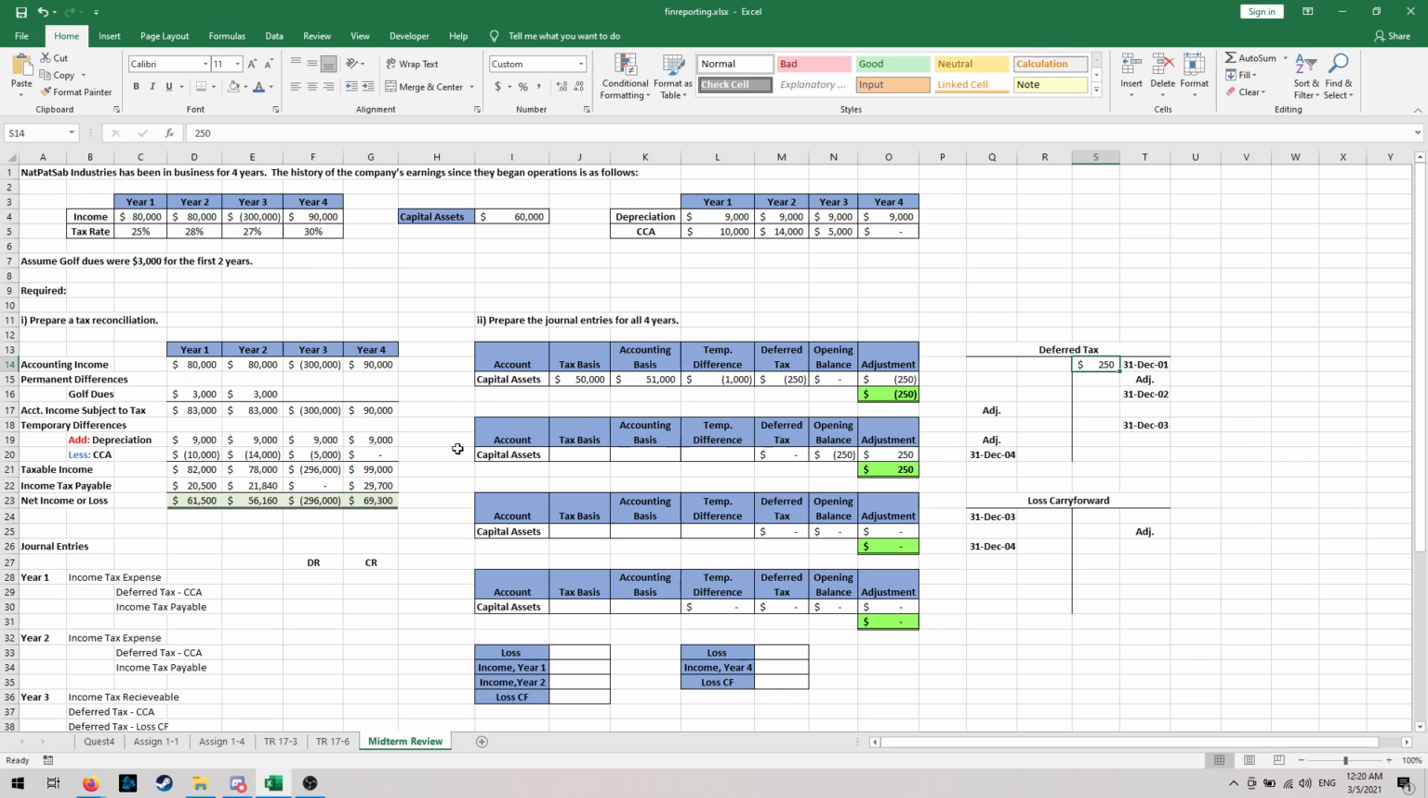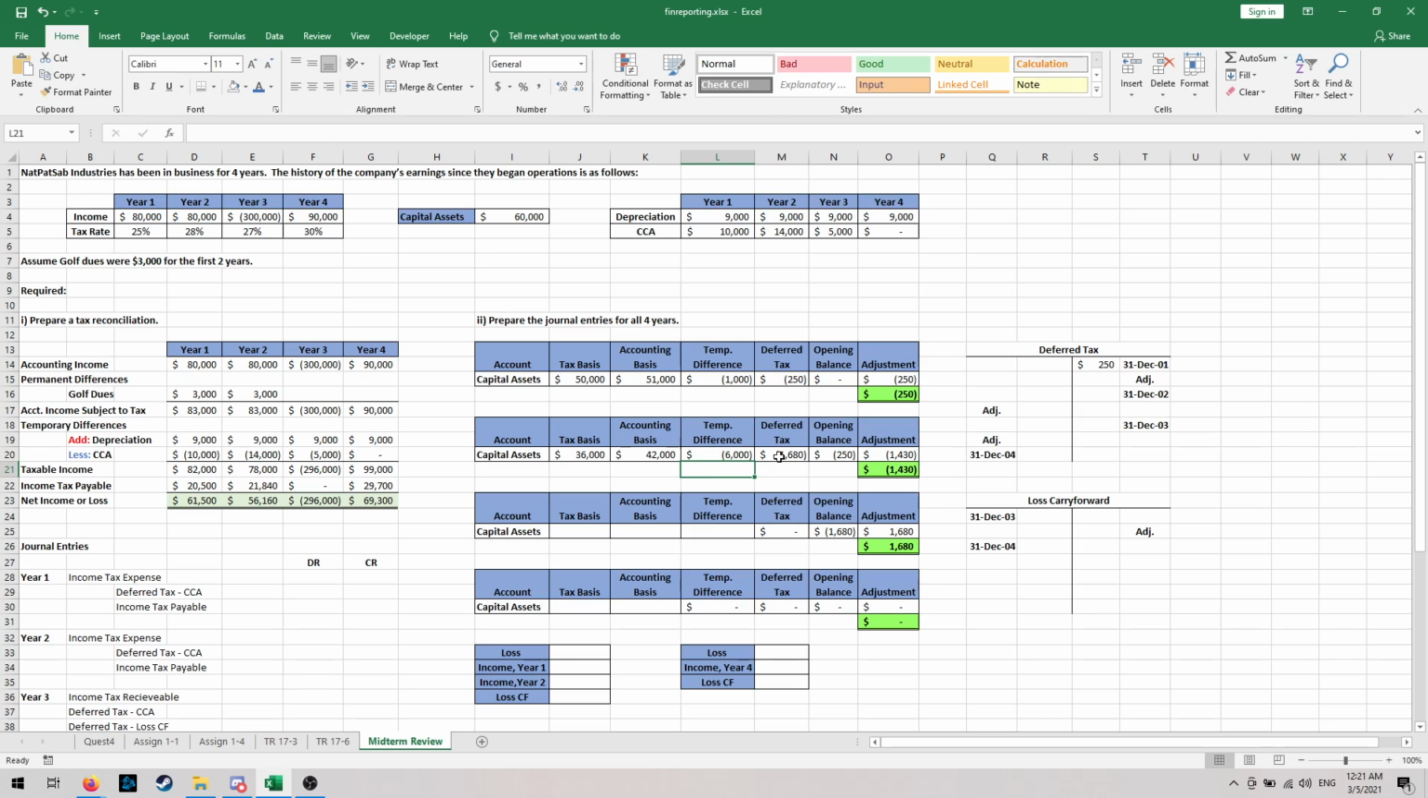And now we're going to do the entry for year 2. We're going to figure out how much any temporary differences we created in year 2, and any deferred taxes we have in year 2. So we're going to remember that CCA and depreciation accumulate. So now, according to the government, this asset is worth $50,000 minus $14,000. And according to us, it's worth $51,000 minus $9,000. And our temporary difference is equal to our tax basis minus our accounting basis.